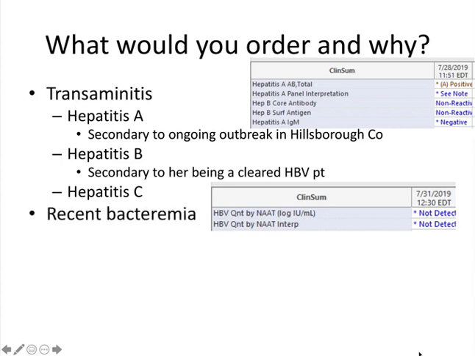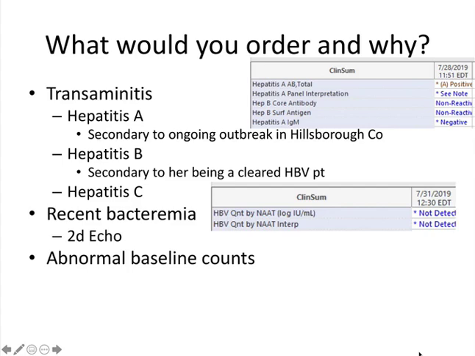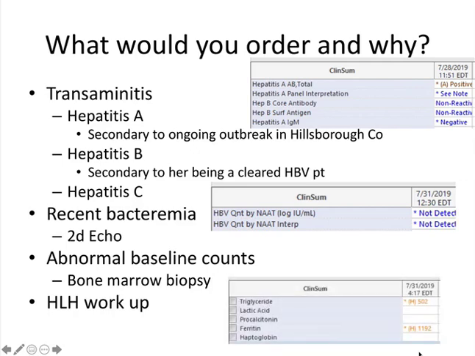We did check a hepatitis C because she is a transplant recipient. She has received blood products before. With the recent bacteremia, we did a 2D echo, with her kind of abnormal baseline labs for someone who's this far out from an allo transplant. We did actually also do a bone marrow biopsy. We did also a hemophagocytic syndrome workup or HLH workup. But to be honest, the trigs were just minorly elevated, as was the ferritin, but it was not like screaming HLH as a whole.